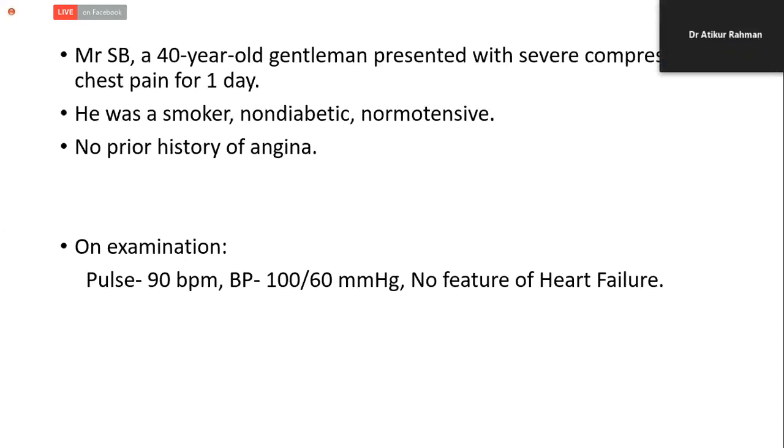This gentleman, Mr. SB, a 40-year-old man, presented with severe compressive chest pain for 1 day. He was a smoker, non-diabetic and normotensive. He did not give any history of prior angina. On examination, he was hemodynamically stable and there was no feature of heart failure.